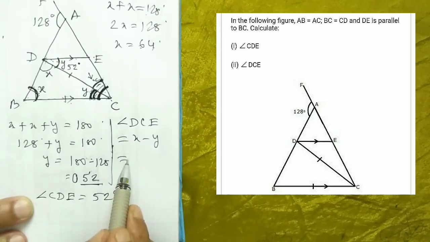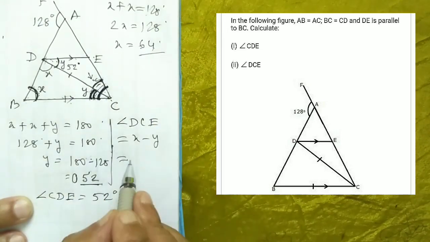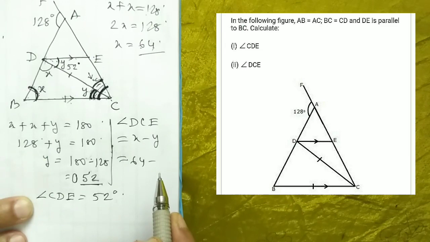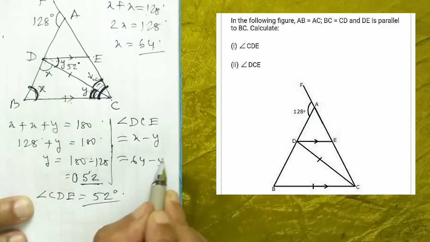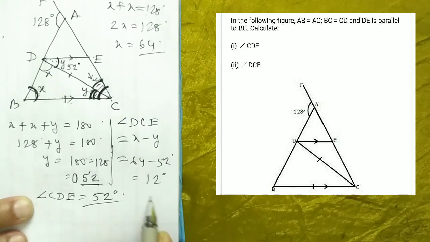So angle DCE equal to x minus y. Okay. What is x? X we have got 64. 64 minus y. What is y? Y is 52. We got 52. 64 minus 52 is 12 degree. Understood?